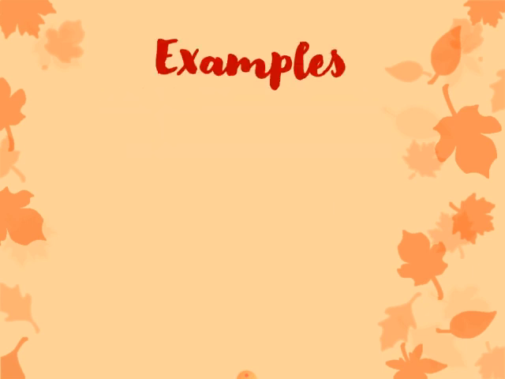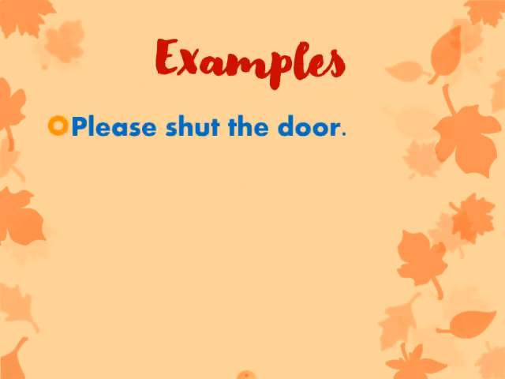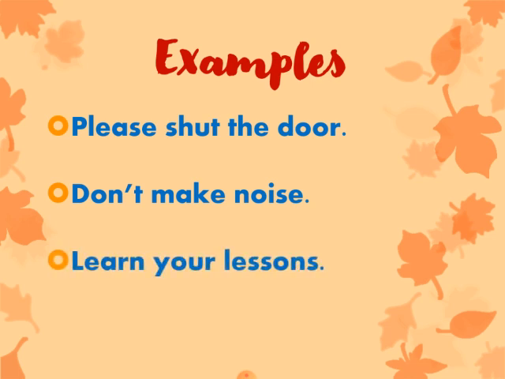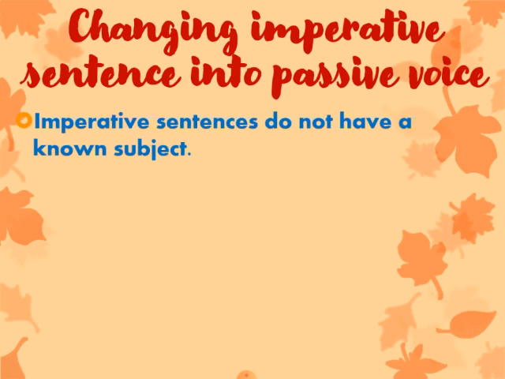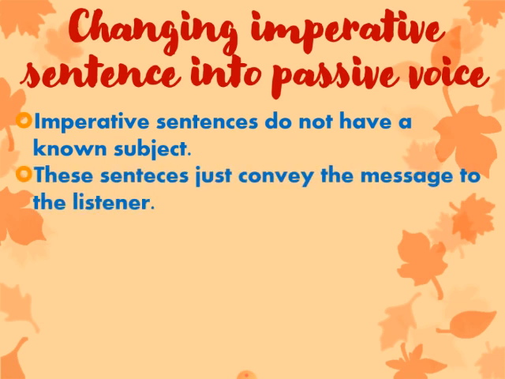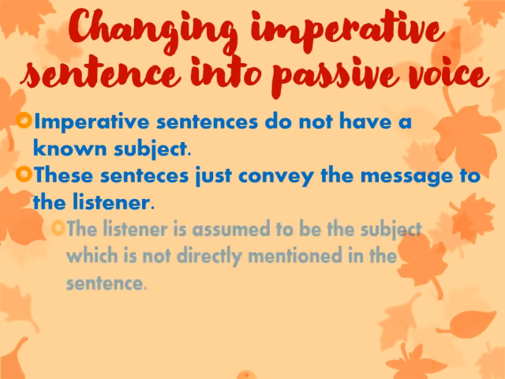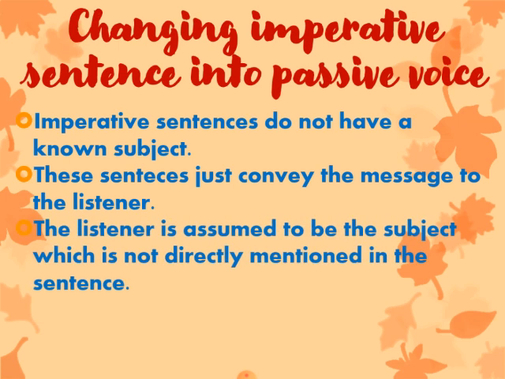For example, please shut the door. Don't make noise. Learn your lessons. Help the poor. Dear children. In these sentences, they do not have a known subject. These sentences just convey the message to the listener. So, the listener is assumed to be the subject, which is not directly mentioned in the sentence. It is just a command or advice given to somebody. We have to assume a subject.